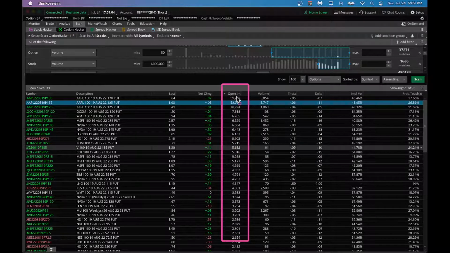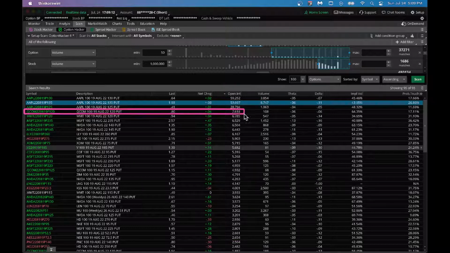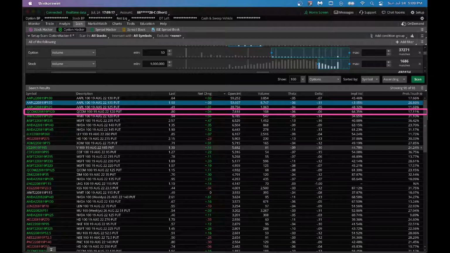So I've got Apple here with the highest open interest. Then I've got Qualcomm, which is one of my favorite stocks. This stock has been doing well since the dot-com days. Look, you can make about $80. Probability of touch is very low, 17%. And we've got a few more, as you can see here.